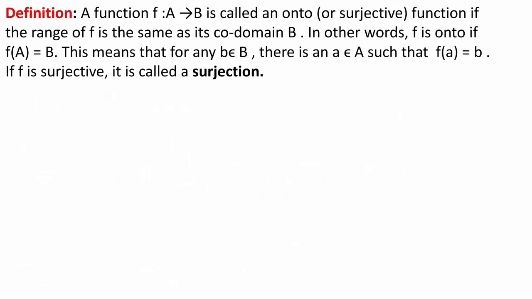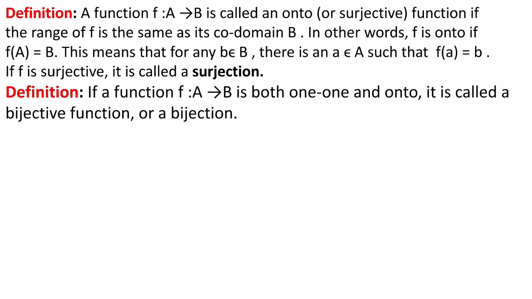A function f from A to B is called an onto function or a surjective function if the range of f is the same as its codomain B. That means f is onto if the range set of f is equal to set B. This means that for any element b in B, there is at least one element a in A such that f of a equal to b. If f is surjective, it is also called a surjection.